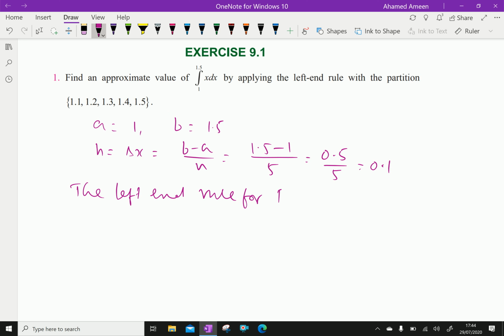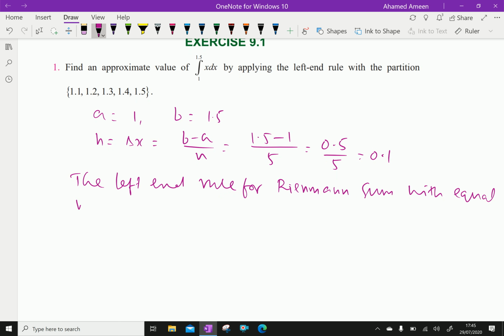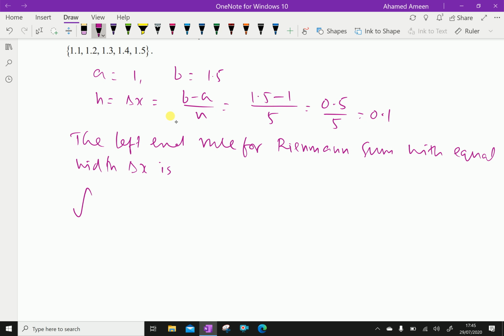The left hand rule for Riemann sum with equal width delta x is given by the integral from a to b of x dx equals, left hand means we have to take the initial point as 1, that is f of x0, plus f of x1, plus f of x2, and so on up to f of x(n minus 1), multiplied by delta x.